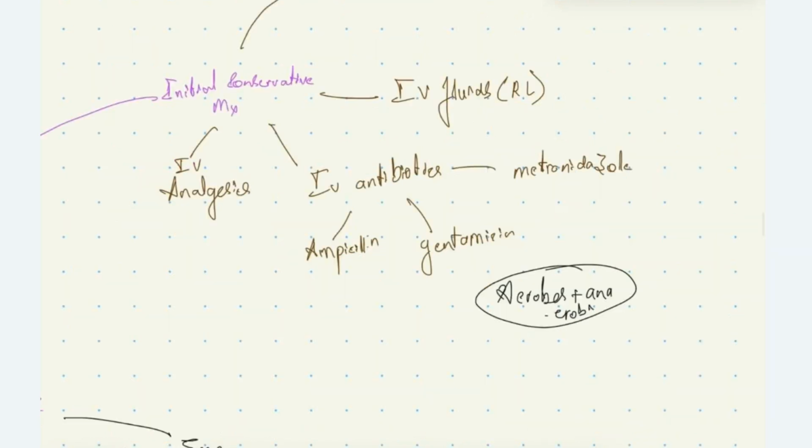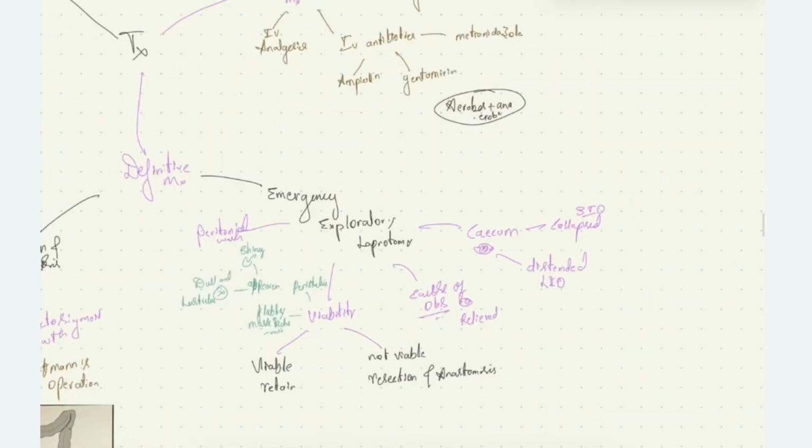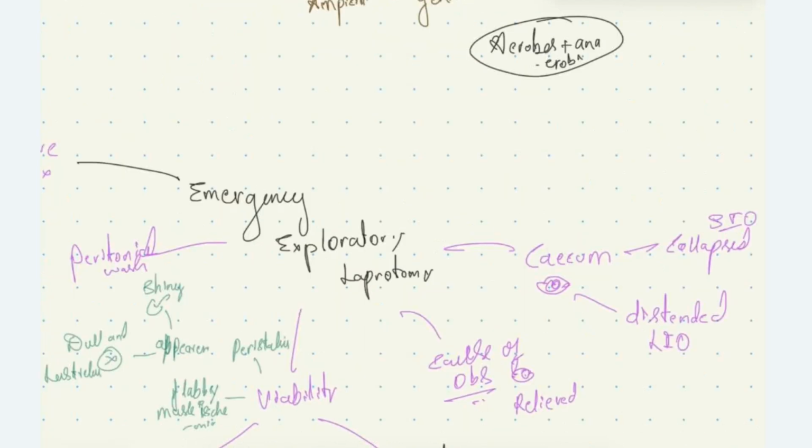And then we can give IV antibiotics covering both anaerobic and aerobic organisms, that is ampicillin, gentamicin, and metronidazole. We can give IV analgesics, NSAIDs, and opioids to relieve the pain. Definitive management, we have emergency exploratory laparotomy, where we give a midline incision.